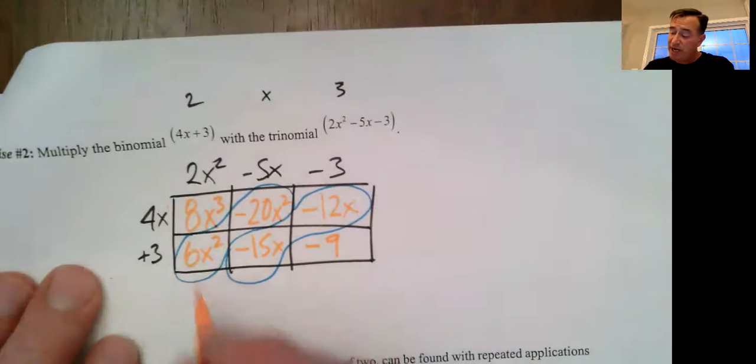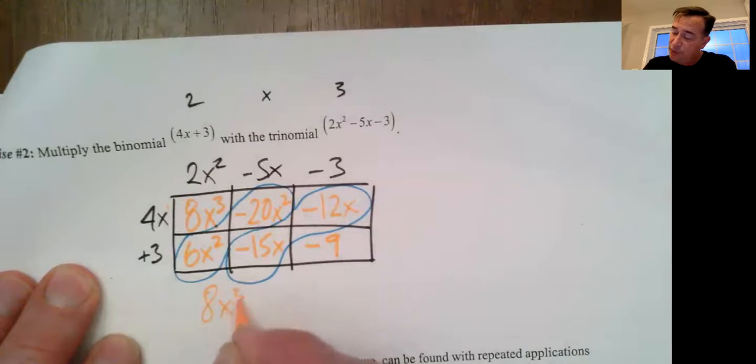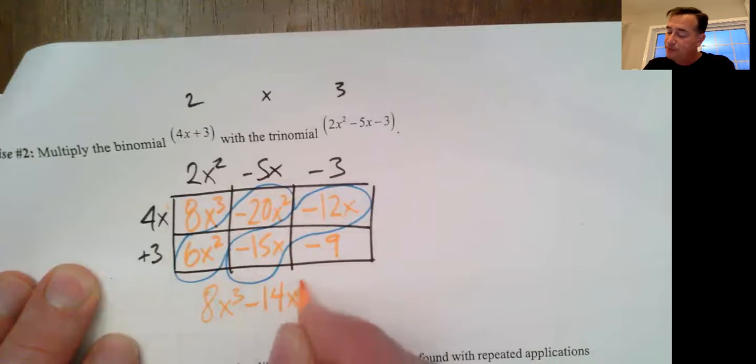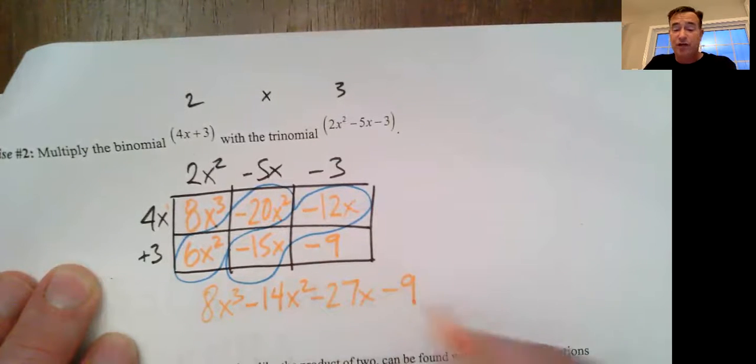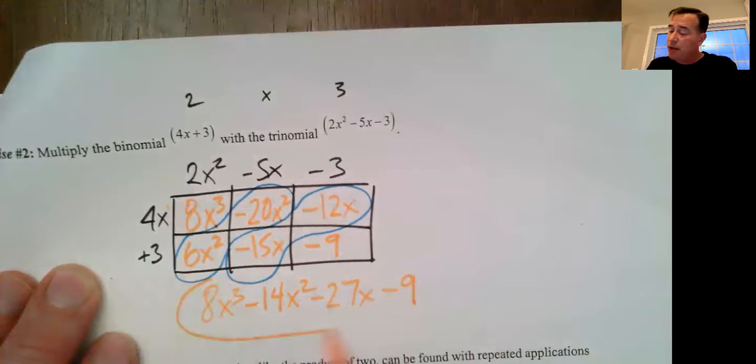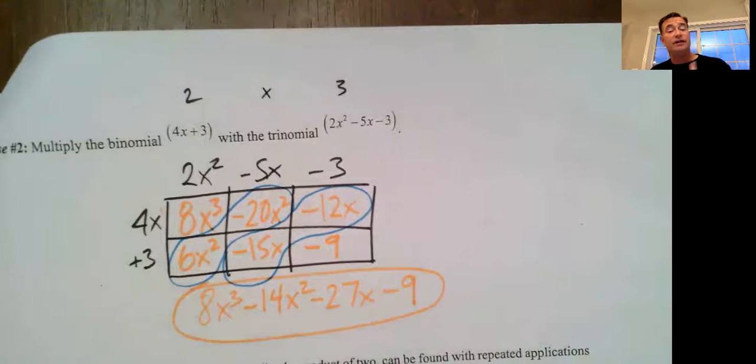So as we do this, 8x to the third power is our first term because it doesn't combine with anything. 6x squared minus 20x squared will give me a negative 14x squared. Negative 15x and negative 12x is negative 27x. And at the end of it, I've got that negative 9, which combines with nothing. So I have a 4-term polynomial at the end of this by multiplying a binomial and a trinomial.